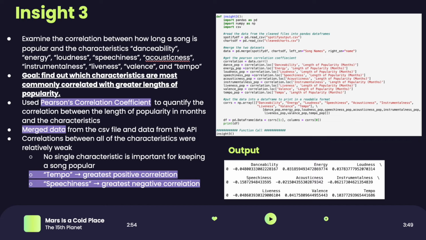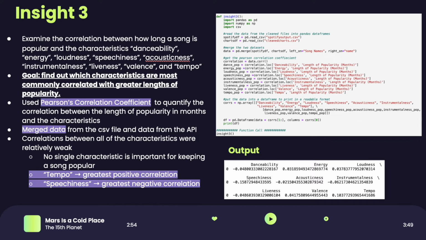In order to do this, we used Pearson's correlation coefficient, and we did this by using the .corr method on our pandas data frame. The output is all of the correlation coefficients in an array alongside the name of the characteristic.